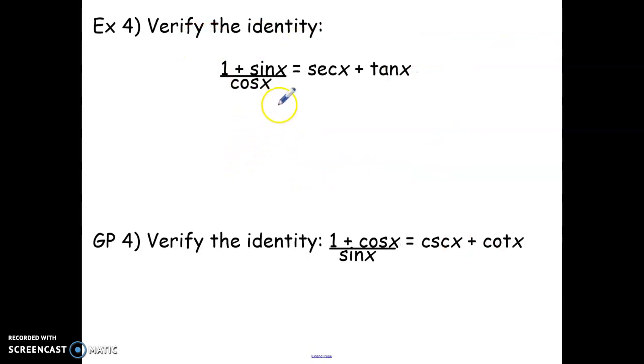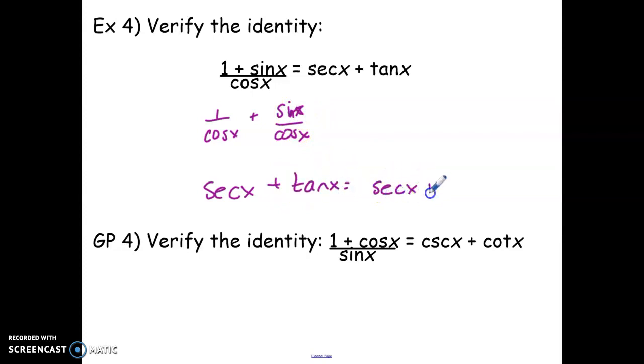Example 4, you have a couple options. You can work on the left side, you can work on the right side. It does not matter in any of them, actually. It's up to you. If you're going to do the right side, rewrite this as 1 over cosine and sine over cosine and combine them together. I'm going to split this up, 1 over cosine of x plus sine of x over cosine of x. So 1 over cosine is secant, and sine of x over cosine of x is tangent of x. So we get secant plus tangent. Okay, again, try that problem. When you're ready, move on.